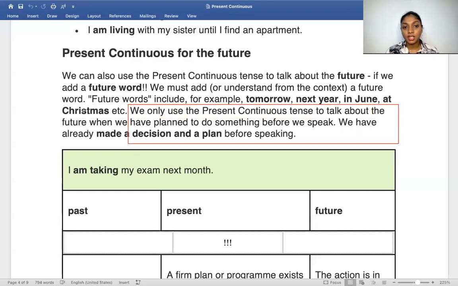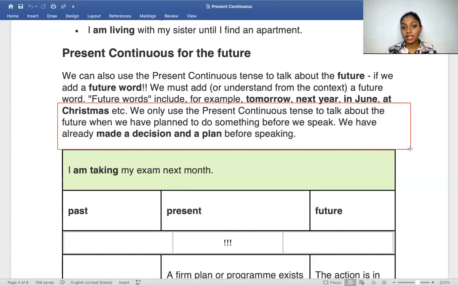Okay, this part. So we use the present continuous tense to talk about the future when we have planned to do something before we speak. So we have already made an action, made a decision about what we are going to do before speaking.